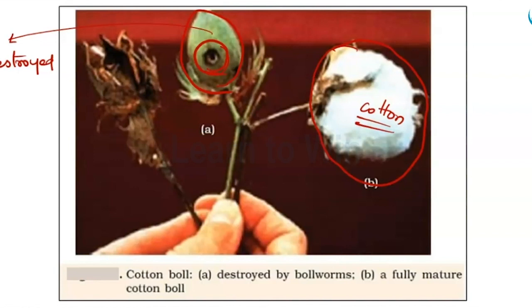We are going to spray pesticides which will kill these bollworms, and these pesticides will get into the soil, which is again harmful to the soil, and then there is a lot of chemical pollution that we all know is happening. So now scientists have come up with a way in which you can reduce the use of pesticides by making the plant itself resistant to bollworms.